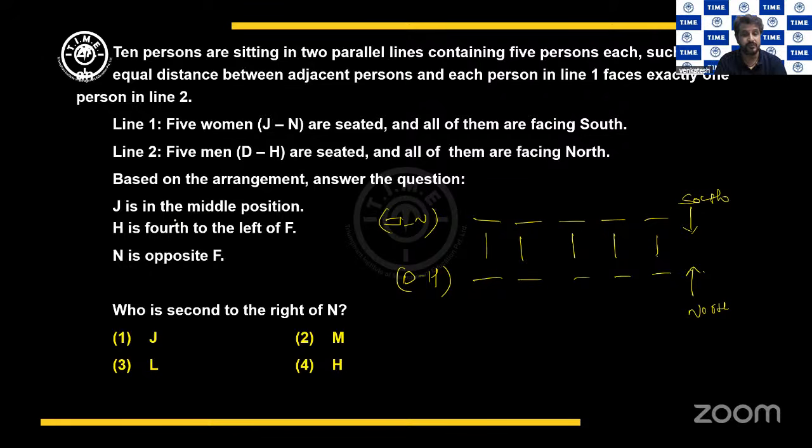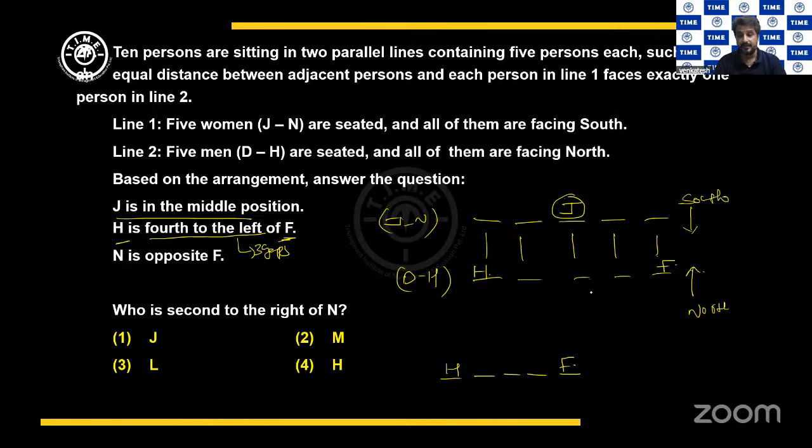Now, the first clue is given. J is in the middle position. So J to N, J is in the middle position. So J will come here. Next. H is fourth to the left of F. Fourth left means there should be how many gaps? 3 gaps to the left of F. And who will be there? H. So H, basically 3 gaps and again F. So the only place possible is H at the first place, left hand, and F at the right hand.